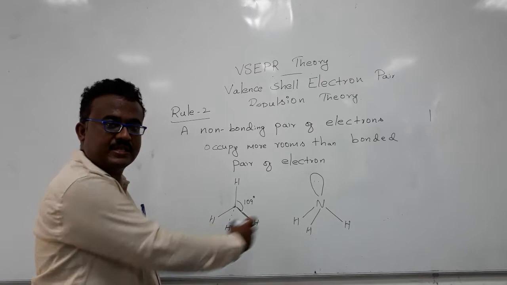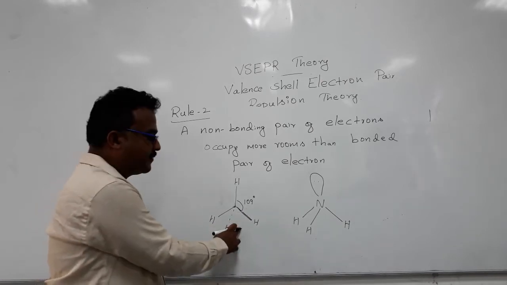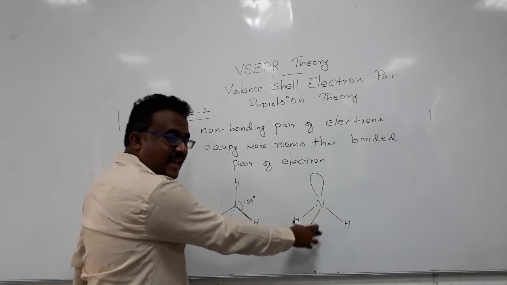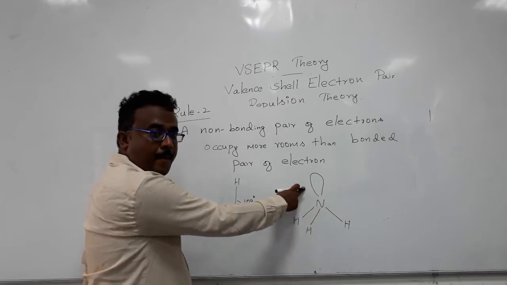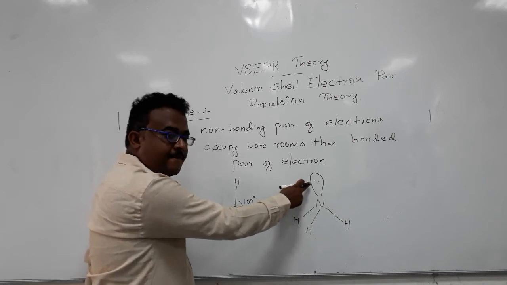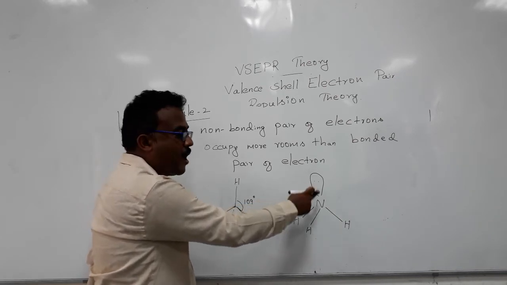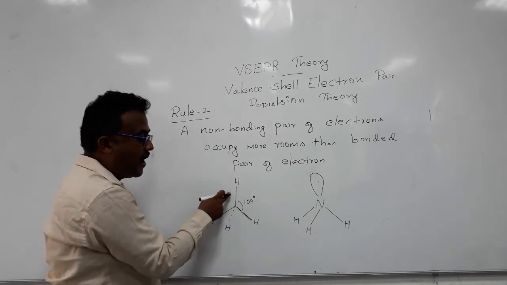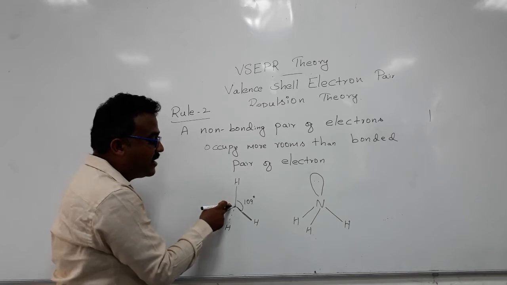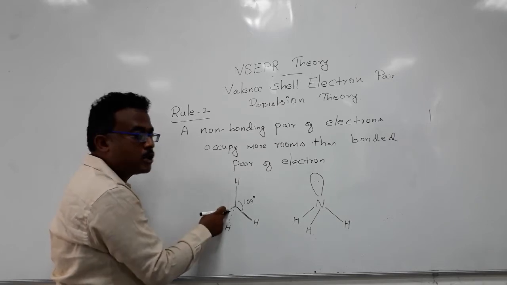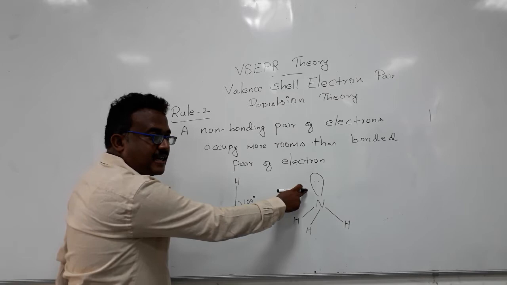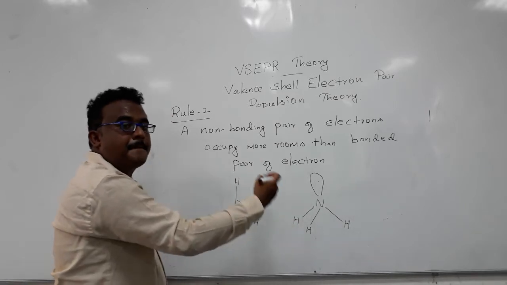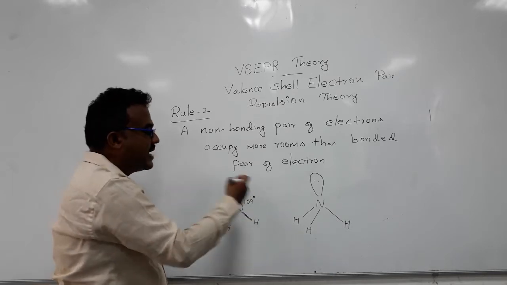You can compare these two systems. In the case of methane, it has 4 bonded pairs of electrons, but in the case of ammonia, it has 3 bonded pairs of electrons and 1 lone pair of electrons. This lone pair is under the influence of only 1 nucleus. But in the methane molecule, a bonded pair of electrons is shared by 2 different nuclei. So, this lone pair is localized on only 1 nucleus, which can make more repulsive force than a bonded pair of electrons.